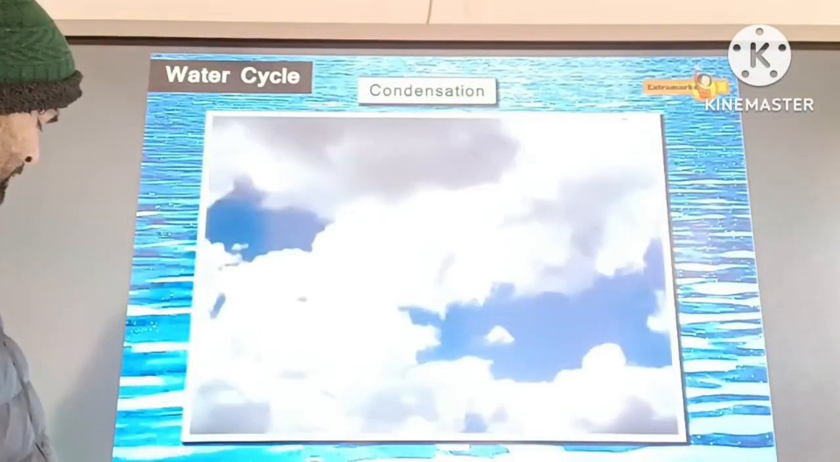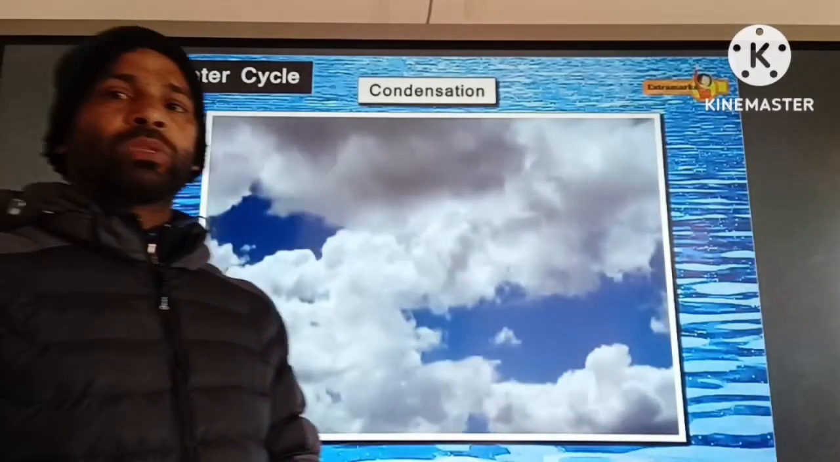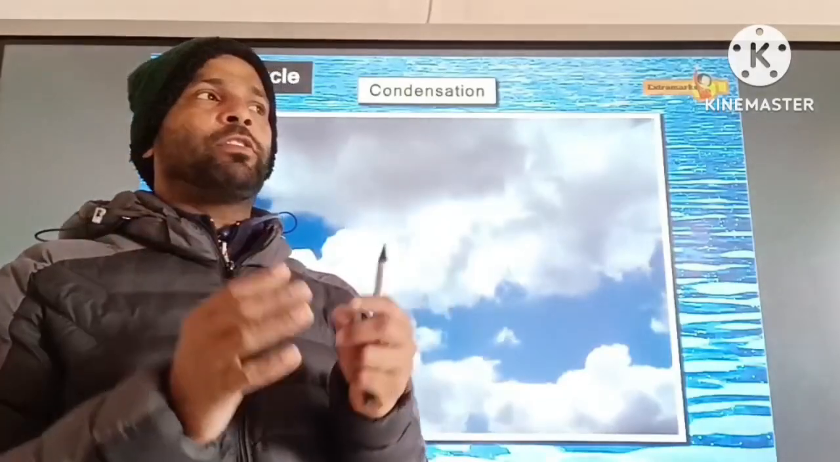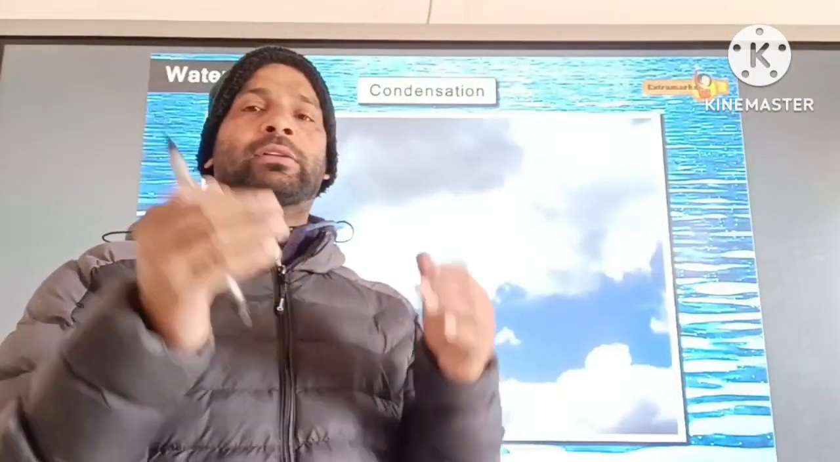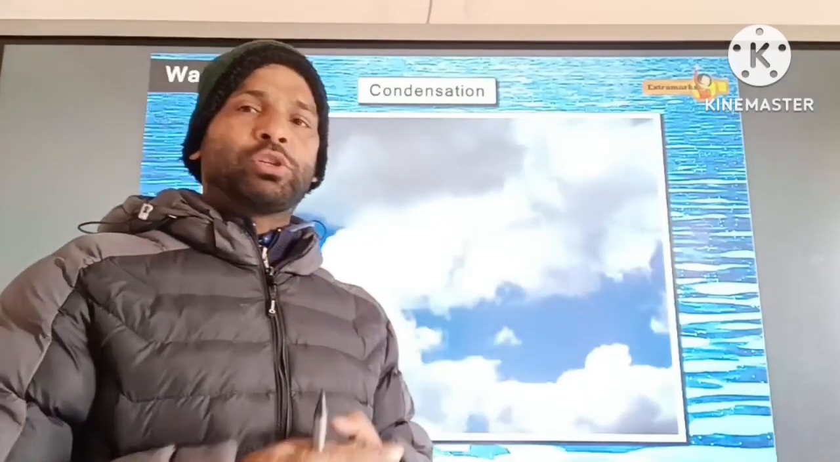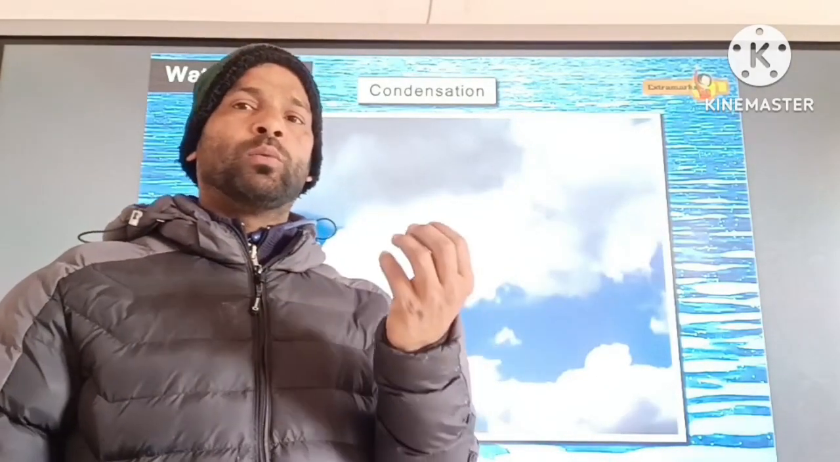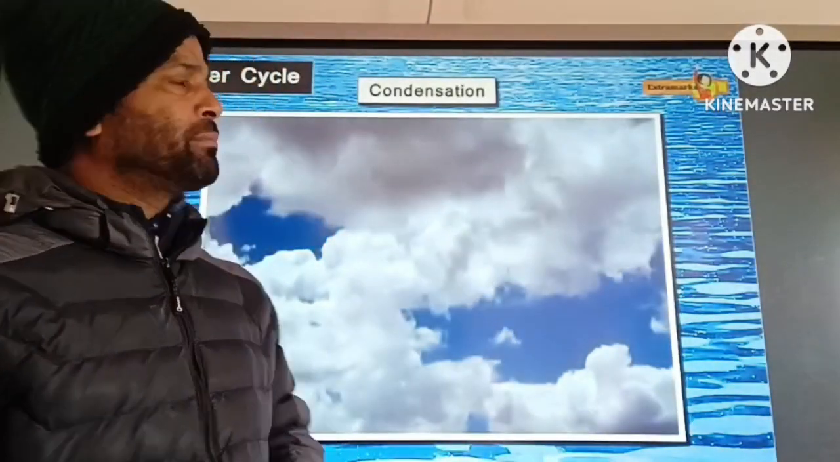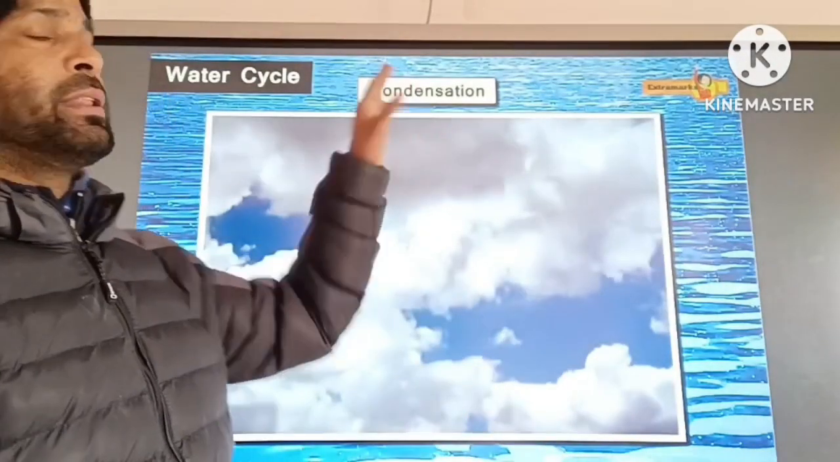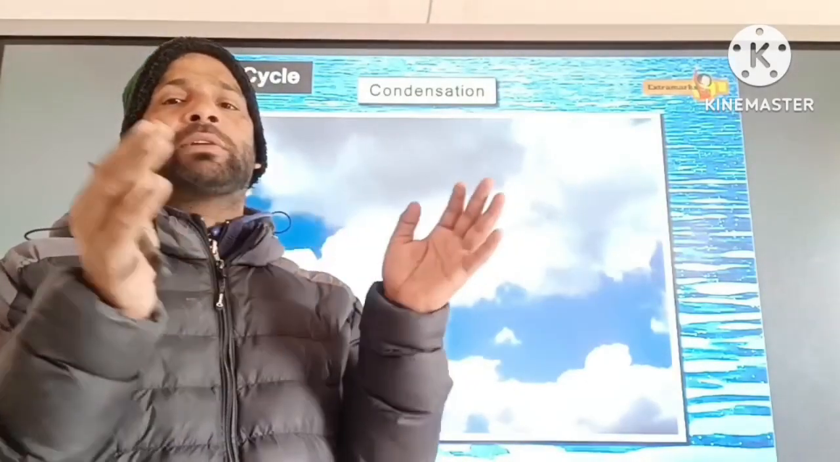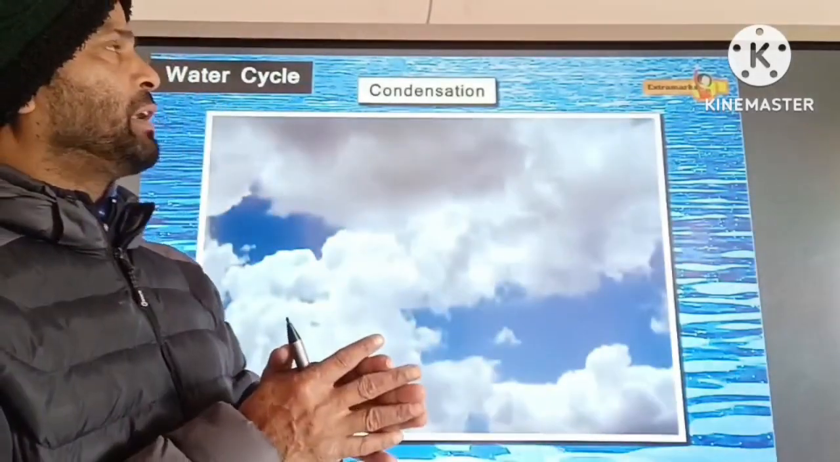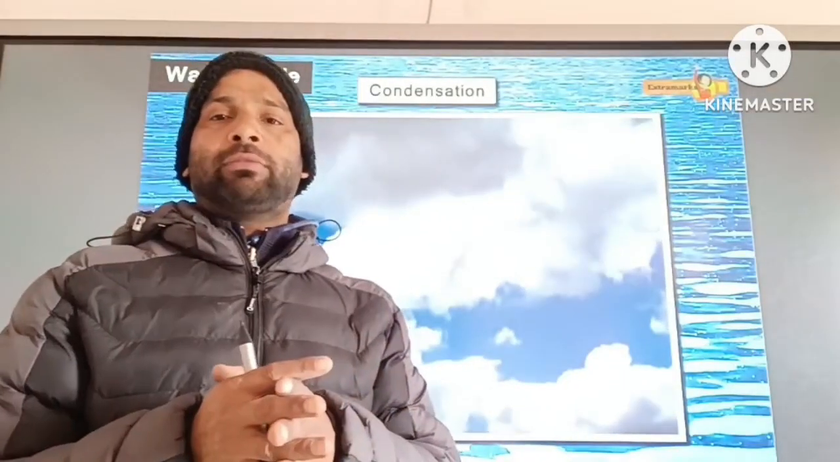Then after this, the different forms of water vapor get attached to one another, get combined with one another, and form water droplets. How can they be formed? This can be formed by the process of condensation. When these water particles, water chunks, get attached or combined to one another, this takes place by the process of condensation.